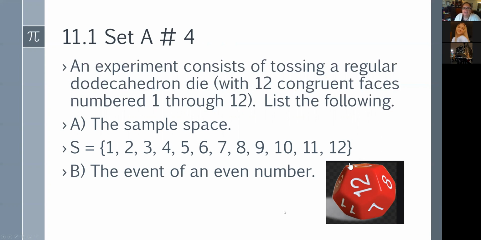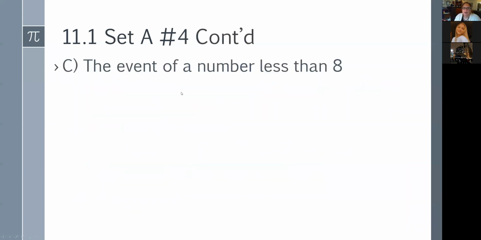Part B is the event of an even number. So this time we're just going to write down the even numbers. So I'm calling that event 1, which is I got a 2 or a 4 or a 6, an 8, a 10, or a 12. Part C, the event of a number less than 8. So I'm going to call that event 2. And if I get something less than 8, I must have gotten a 1, 2, 3, 4, 5, 6, or 7.